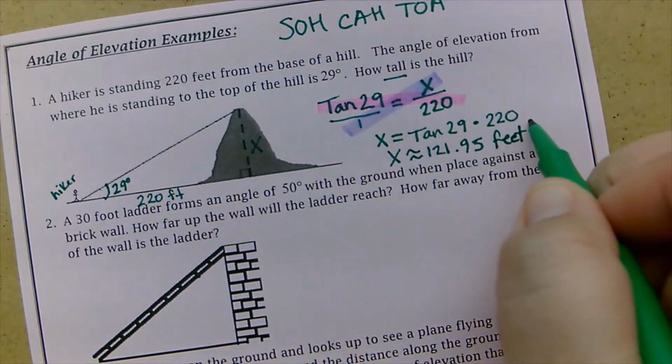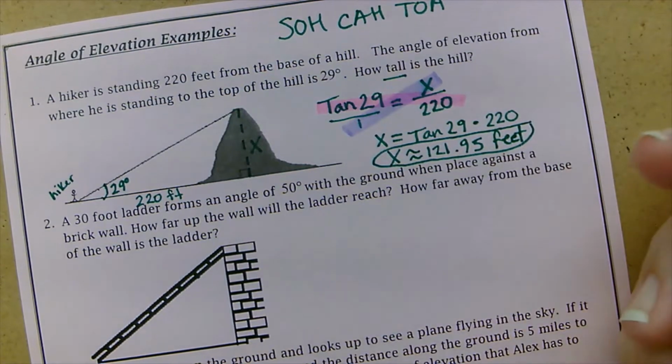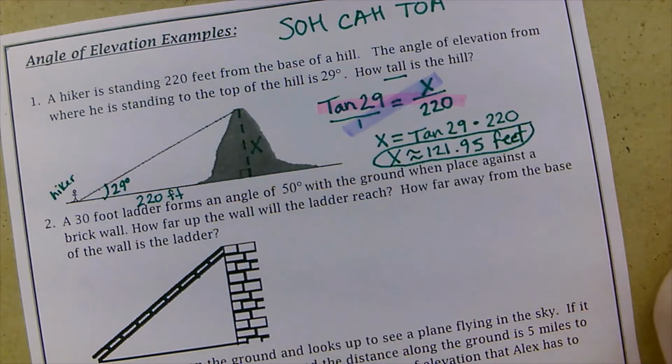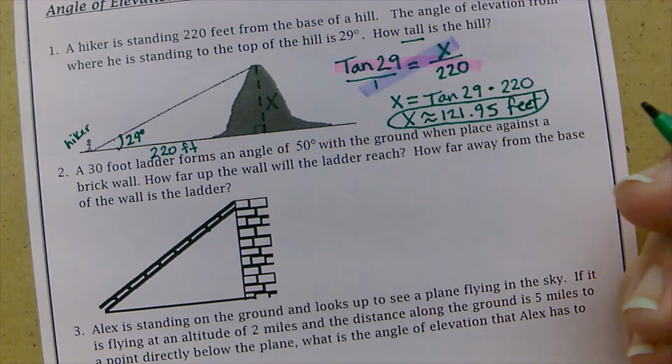Alright, so here's our final answer. The hill is 121.95 feet tall. Alright, on to number 2. A 30-foot ladder forms an angle of 50 degrees with the ground when placed against a brick wall.